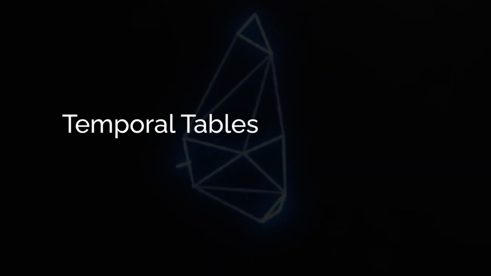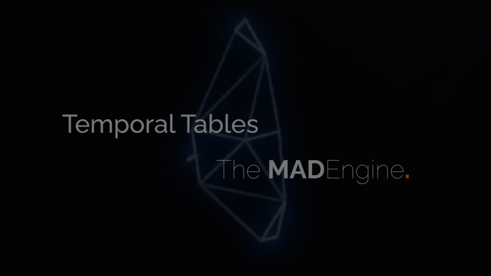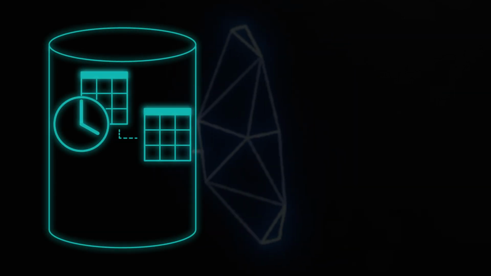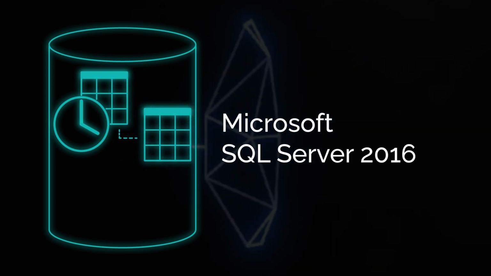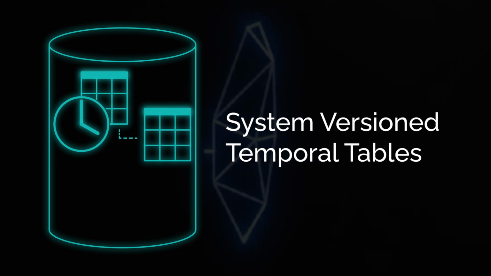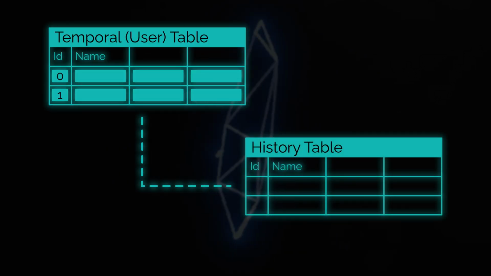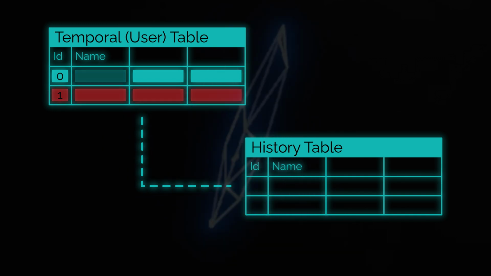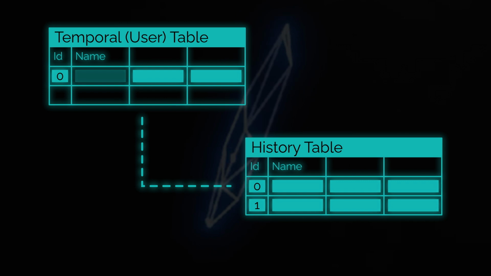Let's have a fireside chat about temporal tables and how the MADEngine can be used to implement them. Temporal tables are a database feature introduced with the release of SQL Server 2016. They are also known as system-versioned temporal tables. You can assign a history table to any of your user tables. Once done, any updates and deletions will trigger the addition of a new record to the associated history table.